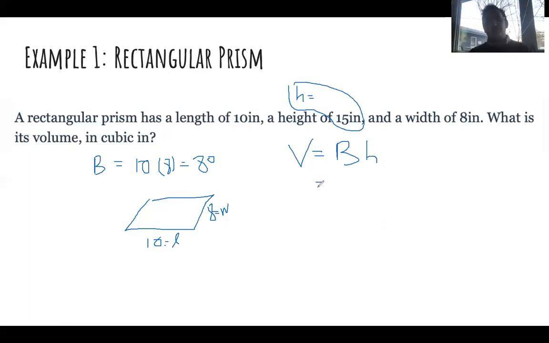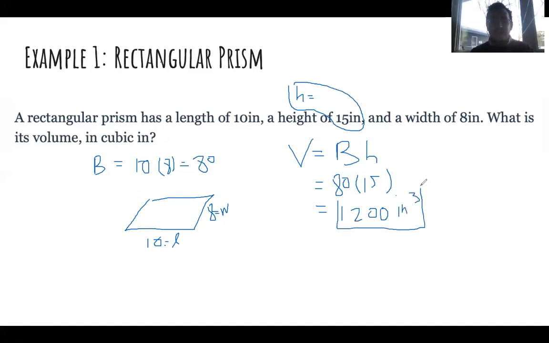So I'm just going to plug this in. My B is going to be 80. My H is going to be 15. And that's going to get me a total volume of 1200, and that's going to be inches cubed.